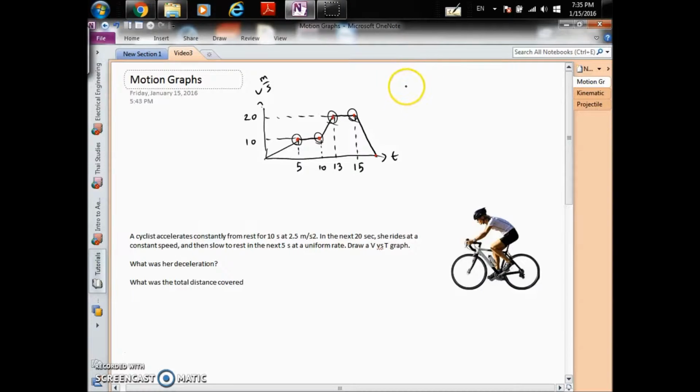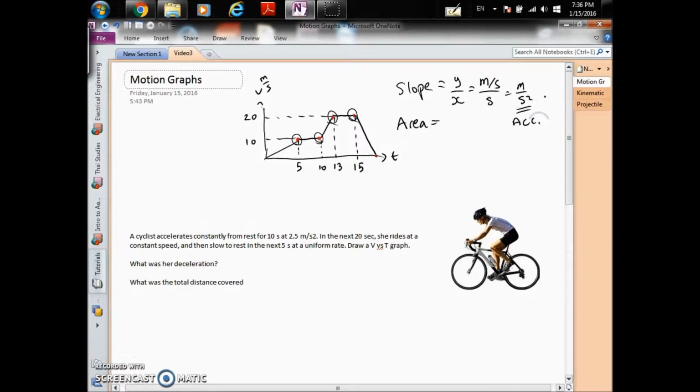Two important things I like to emphasize here are to look at the slope and look at the areas. They can tell you very important pieces of information. A slope is basically when you take the y-axis and divide it by the x-axis. So in this case, take meters per second and divide it by seconds, you get meters per second squared.